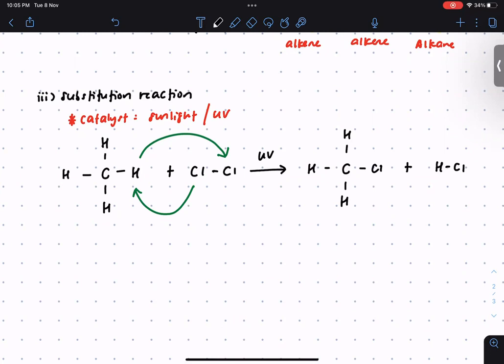So in terms of balanced chemical equation, you can put here CH4 plus Cl2 with the help of UV. You'll get CH3Cl plus HCl. That's the balanced chemical equation there.